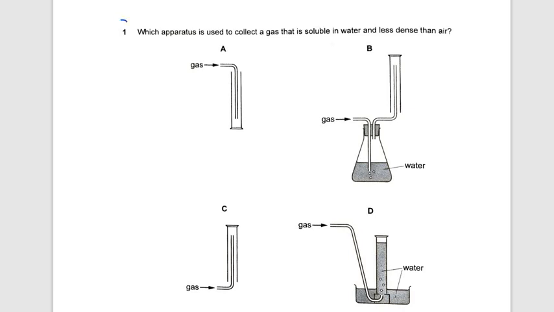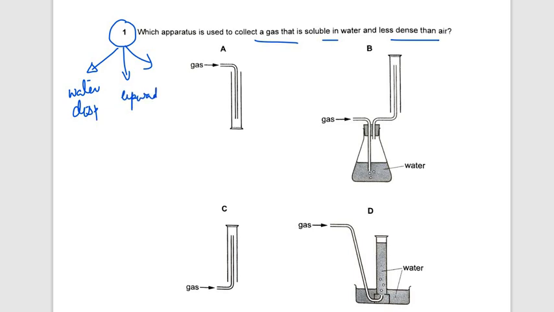Question number 1: which apparatus is used to collect a gas that is soluble in water and less dense than the air? Quickly write in the comment box the 3 methods to collect a gas, which I have already told you. The first is the water displacement method, the second is the upward delivery method, and the last one is the downward delivery method.